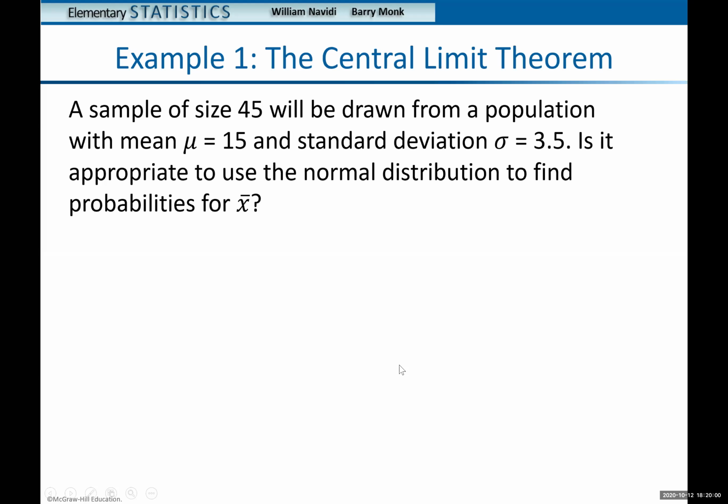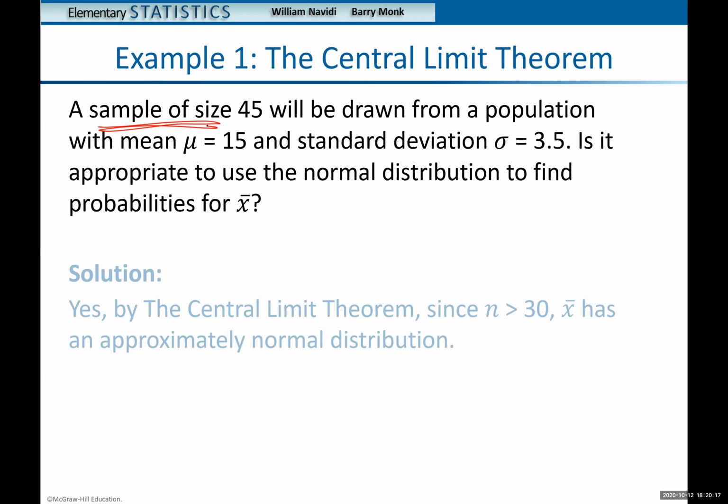What do you think? Yes, very good. Yes, because n is greater than 30. So that's the first thing you're going to check, the sample size. It must be greater than 30. Okay, very good.